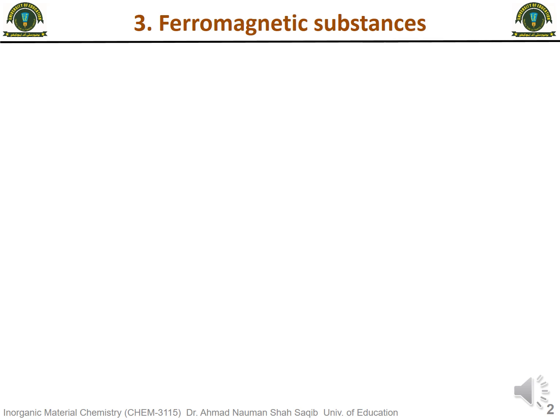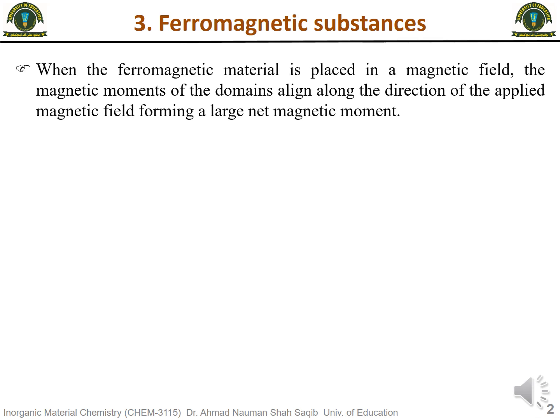So today we will first study ferromagnetic substances. They are different from both diamagnetic and paramagnetic substances in that when placed in an applied magnetic field, their magnetic moments align along the direction of the applied magnetic field, and even when we remove the magnetic field, although they lose some of the magnetization, they mostly retain their magnetic moment.